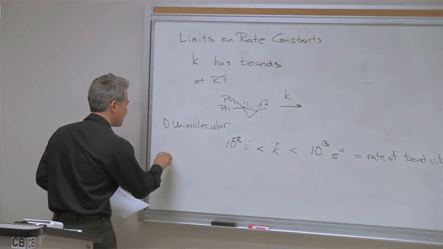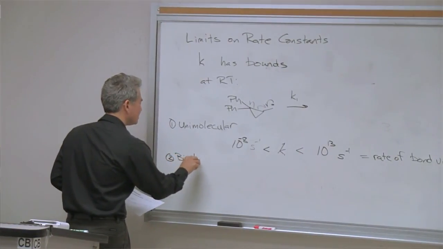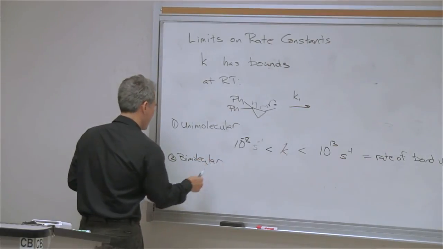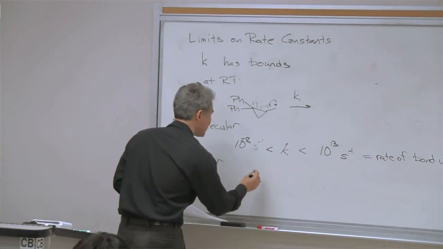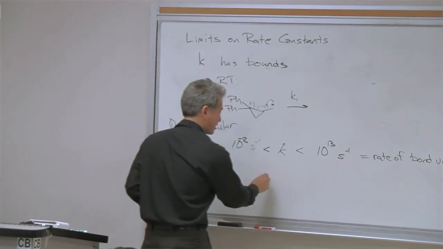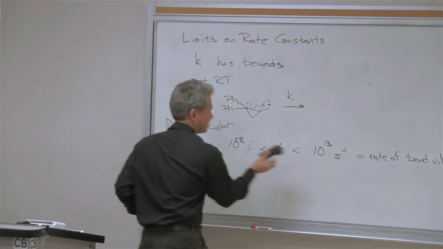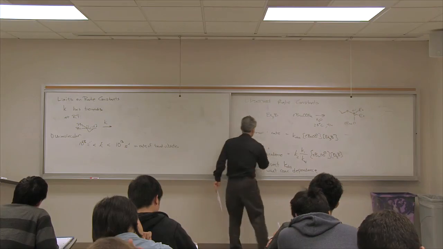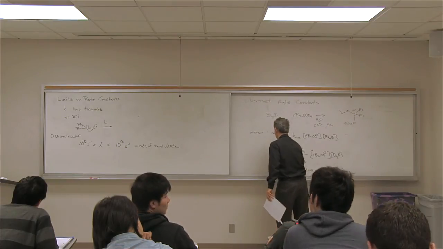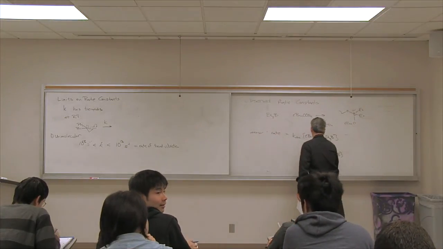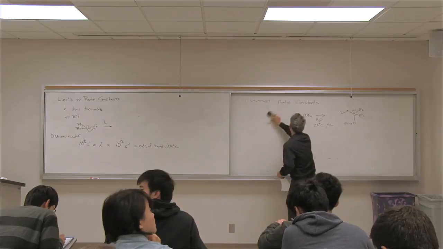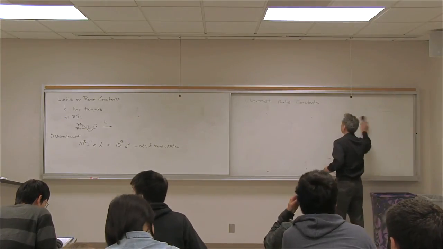Okay, now let's take a look at bimolecular processes. What sets the limit on the rates of bimolecular reactions? I'll take an example, and I'm sorry, I'm running out of room here, so let me come to this other board. What sets the speed limit on bimolecular processes? And I'll draw out an example of a bimolecular reaction.